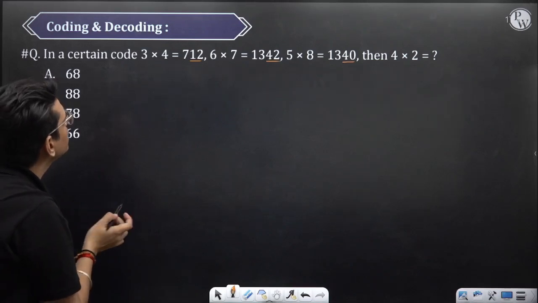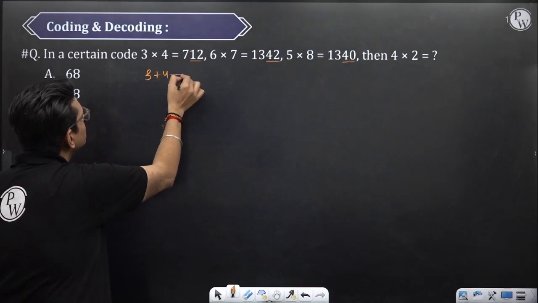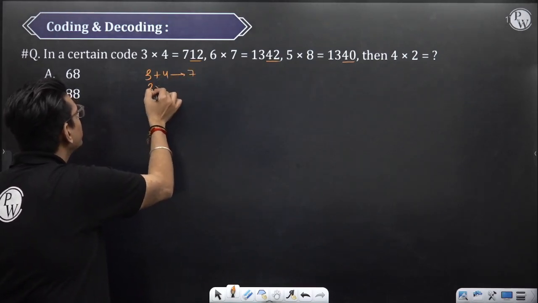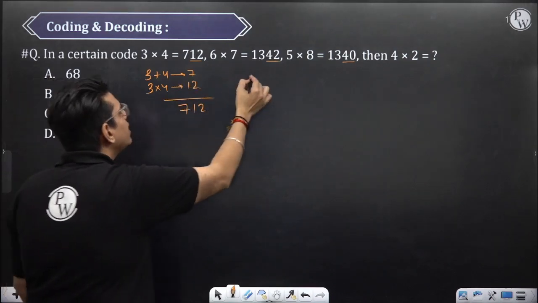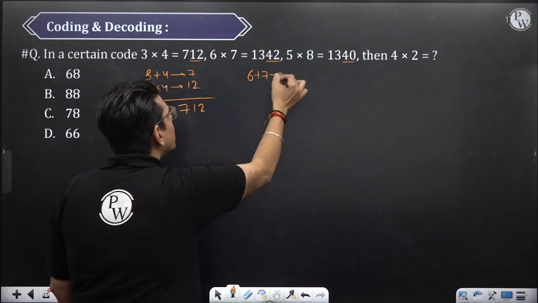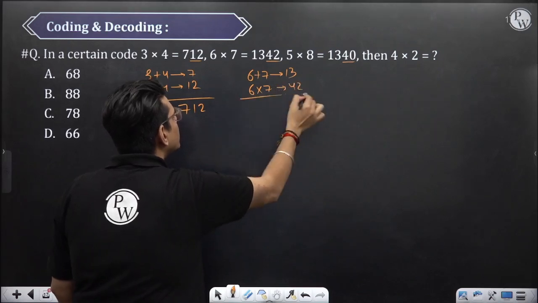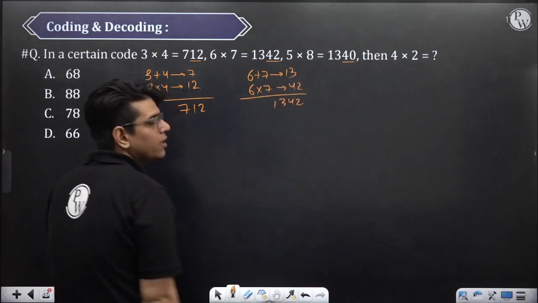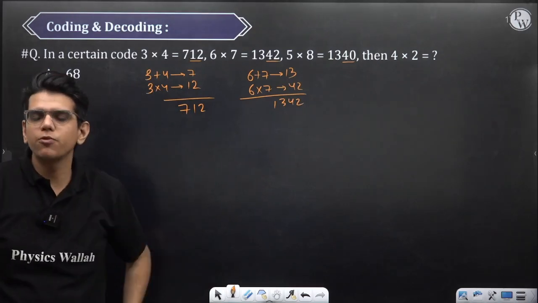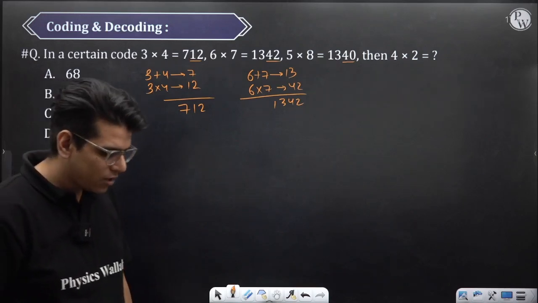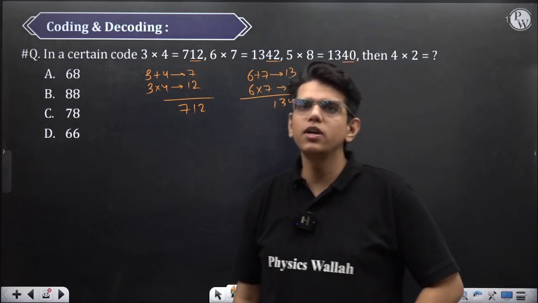The first two digits are the sum: 3 plus 4 is 7, 3 into 4 is 12, and the number becomes 712. Similarly, 6 plus 7 is 13, 6 into 7 is 42, so the number is 1342. You will be able to see the patterns after solving n number of questions. Suppose 10-20 questions are solved from numeric coding, after that you will be able to decode the codes.